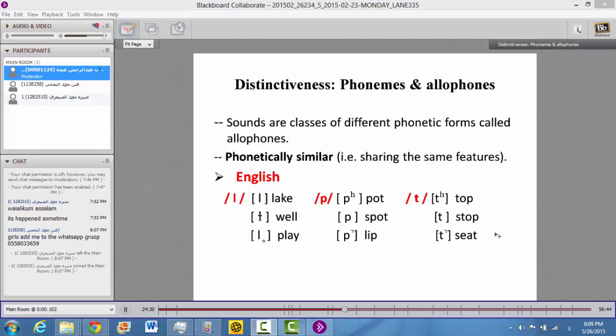Here we have another example from English, which is the phoneme la. The phoneme la also has three allophones. We have the soft la, as in lake, the dark la, as in well, and the voiceless la, as in clay. La is voiced, but here it loses the voicing feature. It becomes devoiced because of the preceding sound.